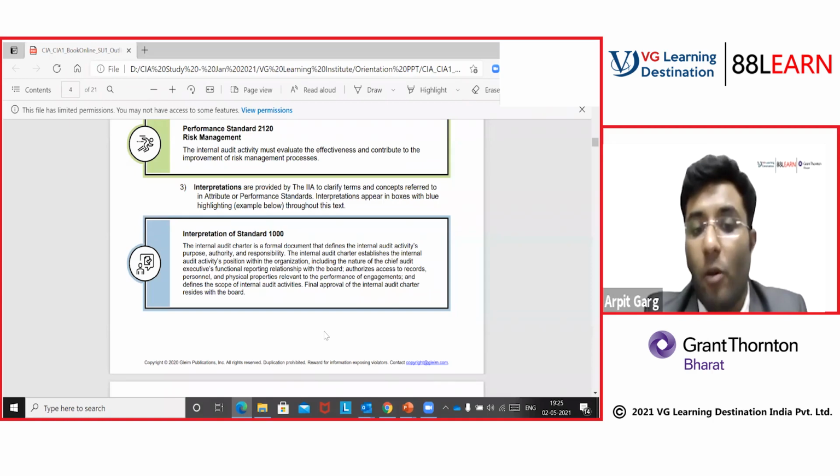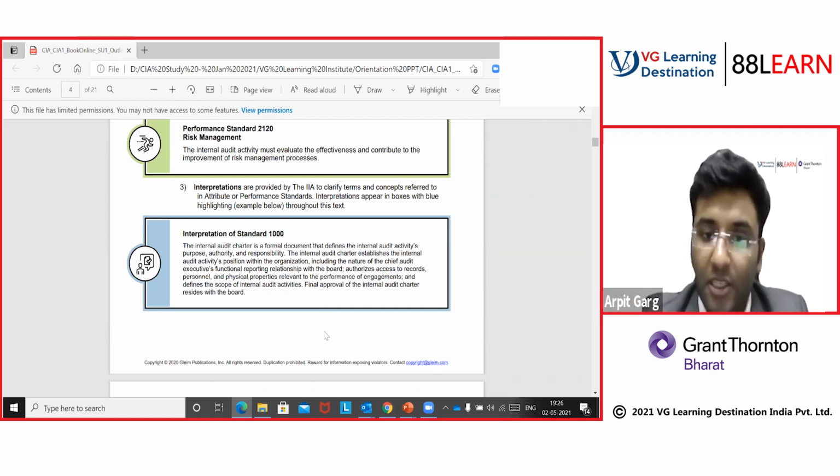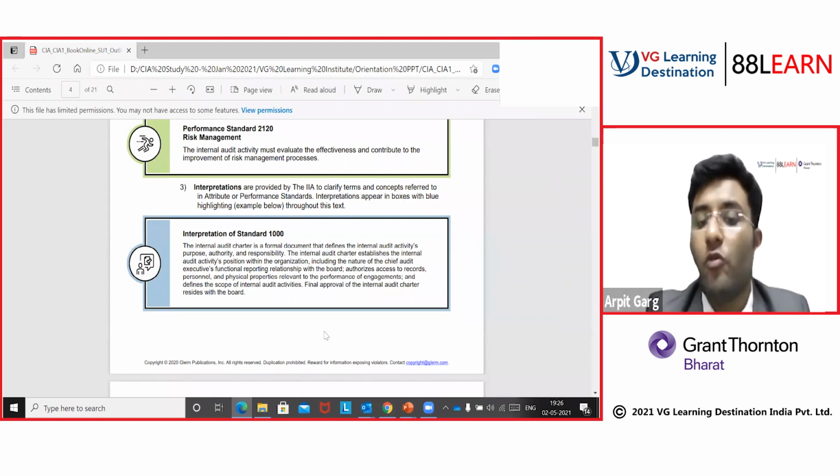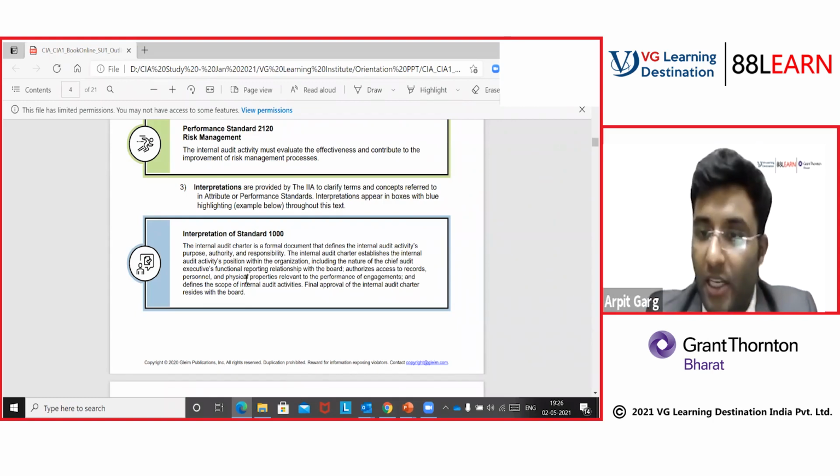The internal audit charter is a formal document. There's something written in the attribute and performance standards about the internal audit charter, and the interpretation will clarify it. The internal audit charter is a formal document that defines the internal audit activity's purpose, authority, and responsibility. It establishes the internal audit activity's position within the organization, including the nature of the chief audit executive's functional reporting relationship with the board, authorizes access to records, personnel, and physical properties relevant to the performance of engagements, and defines the scope of internal audit activities. Final approval of the internal audit charter resides with the board. So guys, this is completely part of the internal audit charter, which we'll cover later.